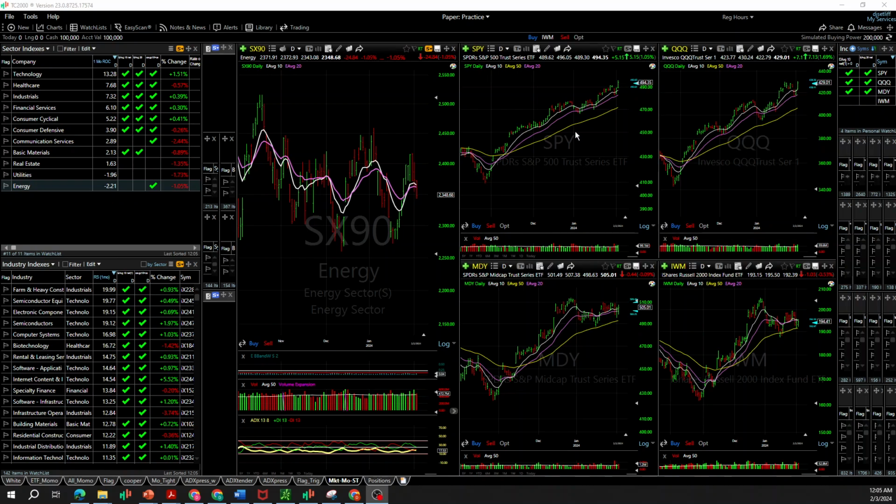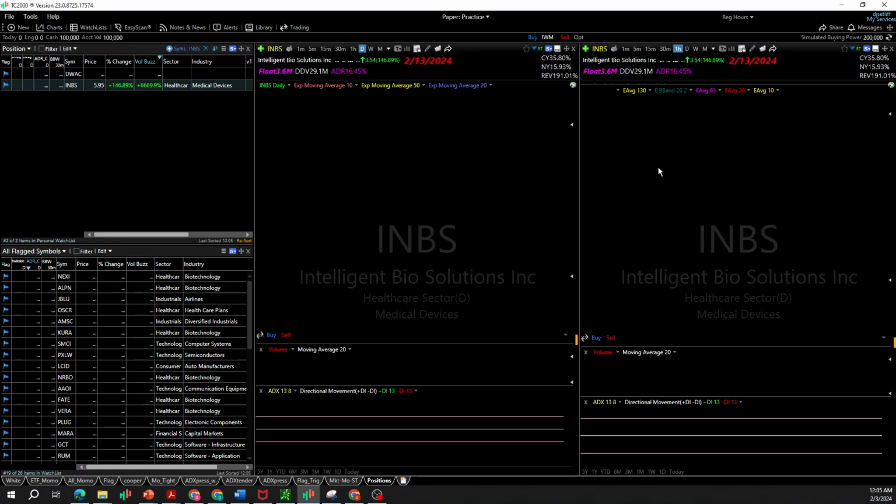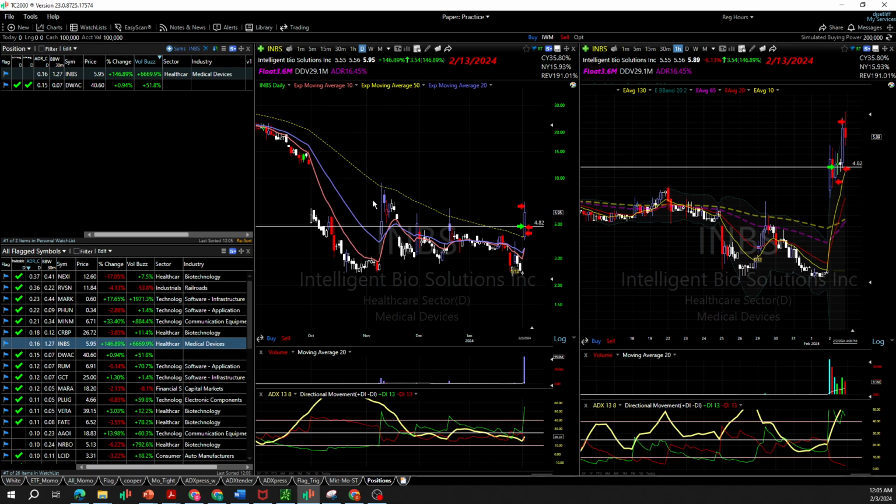So I showed you my market monitor dashboard. The next thing I want to show you is the layout of my main tab on TC2000. This is where I show my positions. These are the two that I traded today, as I indicated in my feed today. These are maybe some flag symbols that I might be watching.